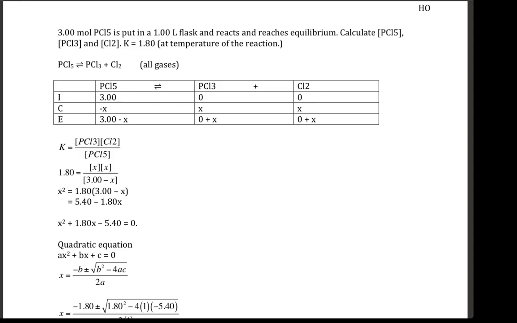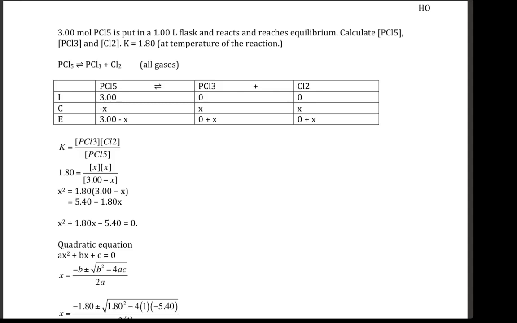What is known initially is different in this problem than the last one. Alrighty, so we start in the same manner. We write out our reaction, we make our ICE table, we put in it what we know.